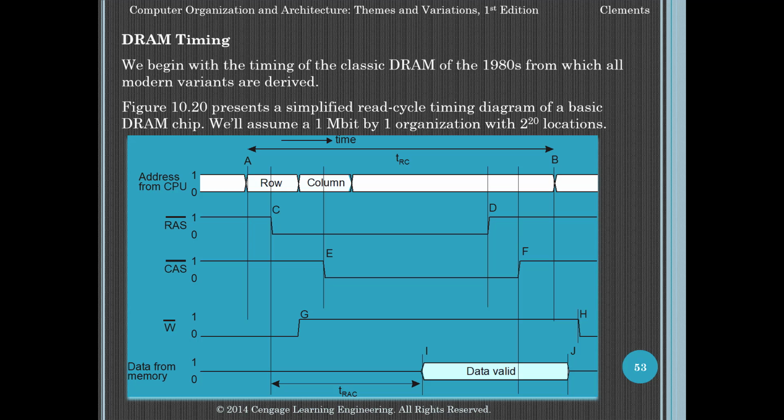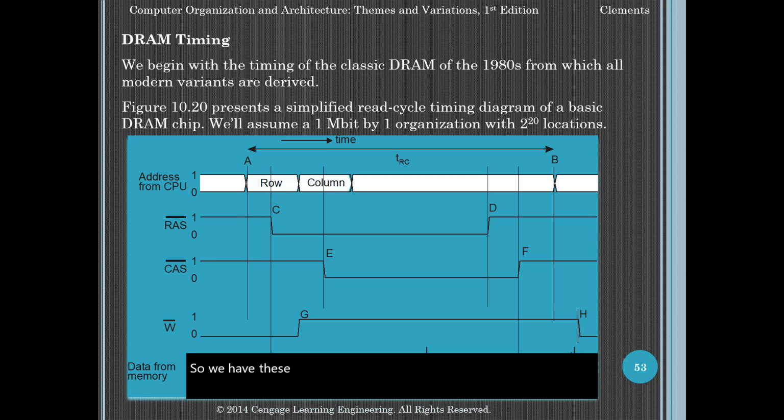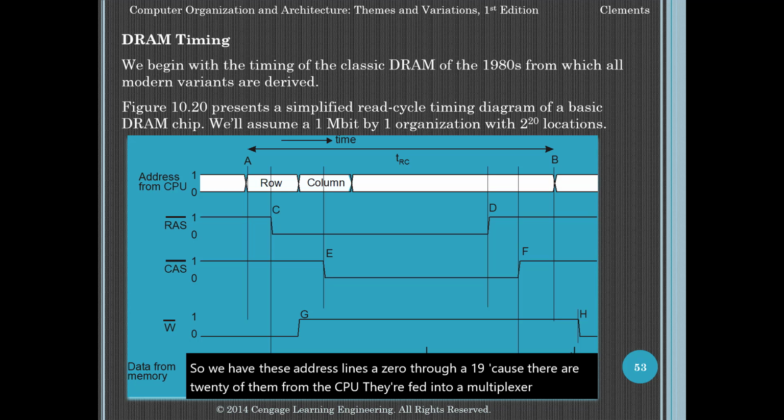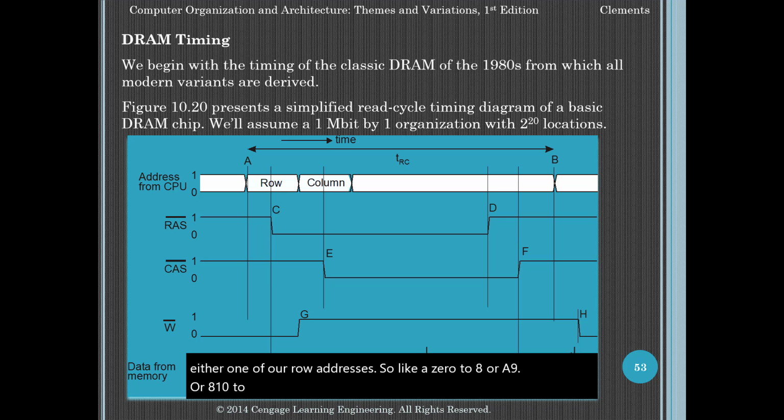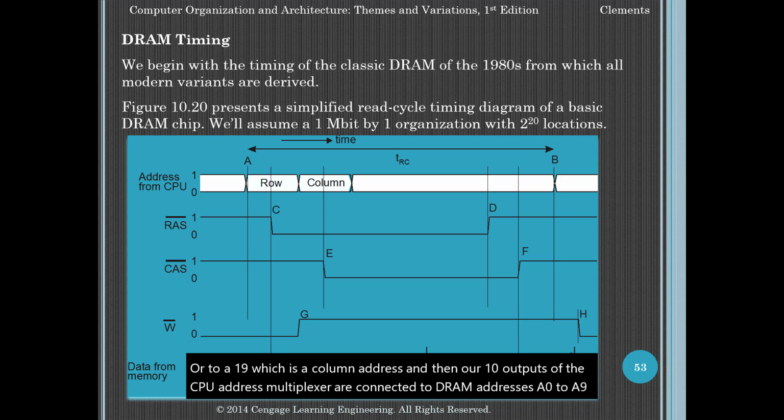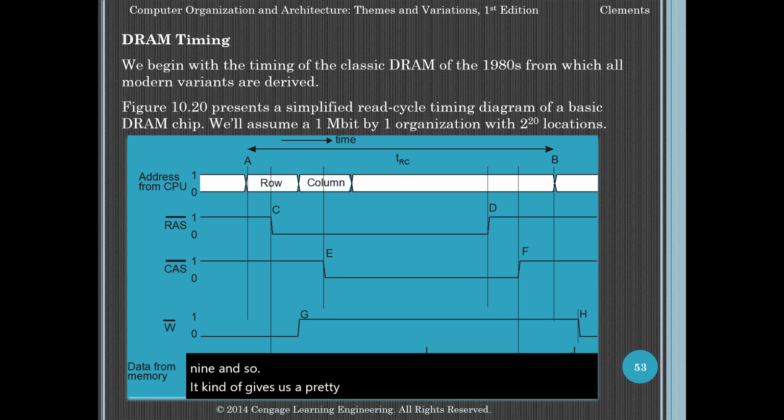So we have these address lines, A0 through A19, because there are 20 of them. From the CPU, they're fed into a multiplexer to select either one of our row addresses, like A0 to A9, or A10 to A19, which is a column address. And then the 10 outputs of the CPU address multiplexer are connected to DRAM addresses A0 to A9. So it gives us a pretty simplified flow chart of how things move.